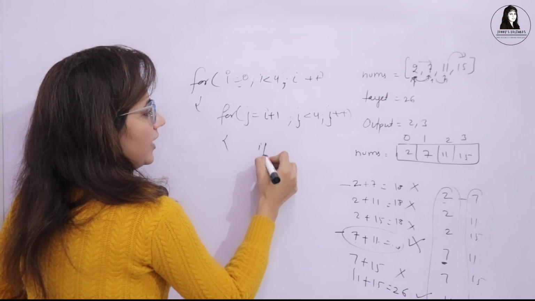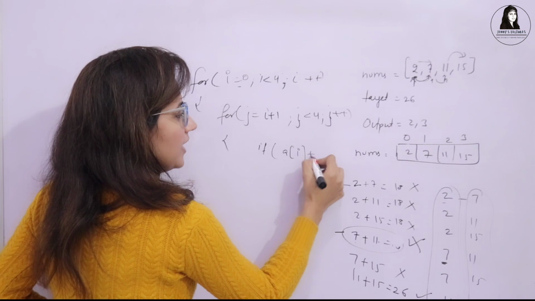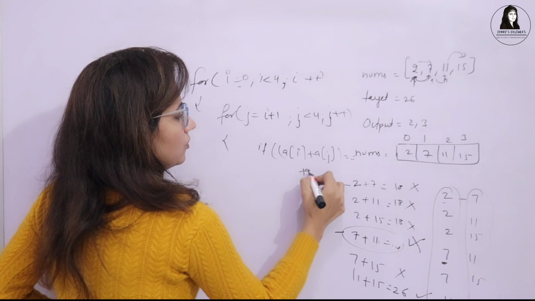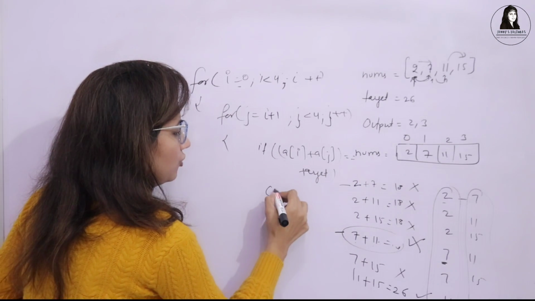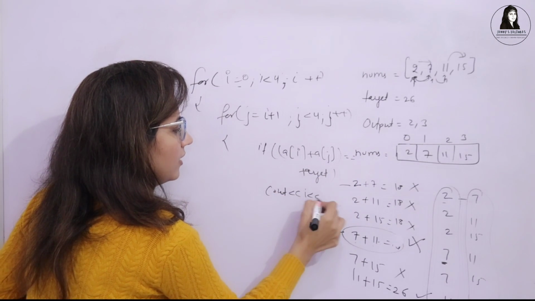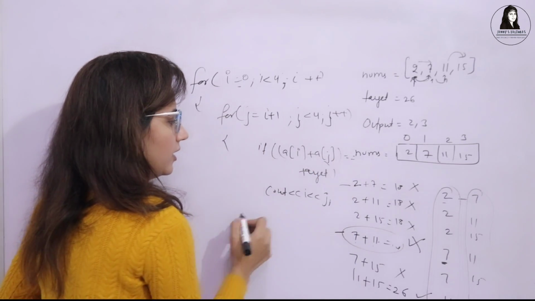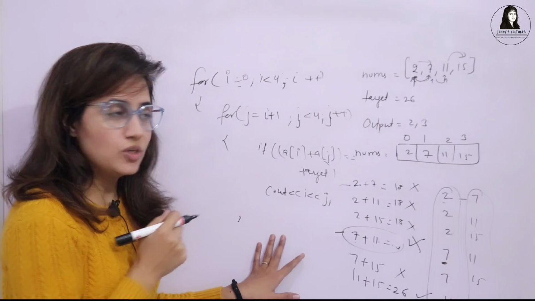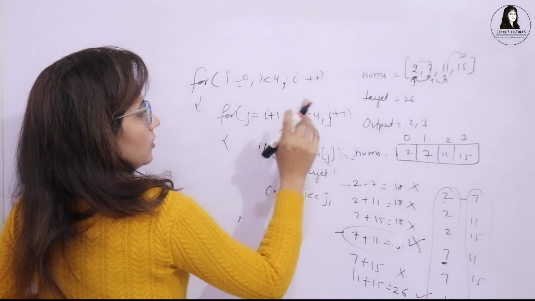And there directly we will check if a of i plus a of j is equal to the target value, right? Then simply you can print i and j, because in i and j we have the indexes, right? That's it. This is the simple logic. I hope you got this. You can dry run this thing. Let me just dry run this for you, 1 or 2 iterations.